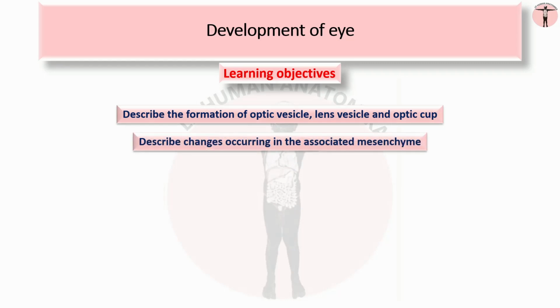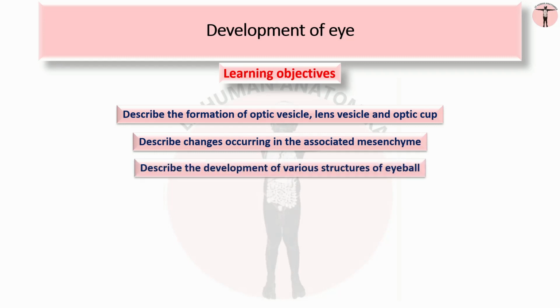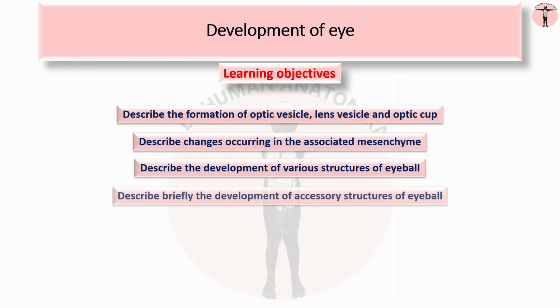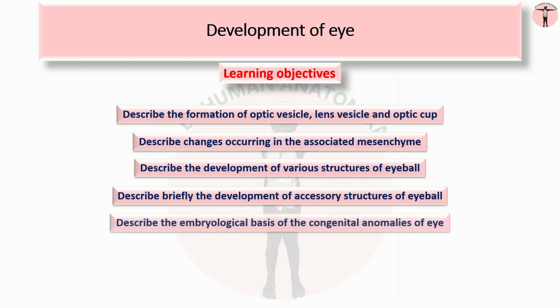Describe the changes occurring in the associated mesenchyme. Describe development of various structures of eyeball. Describe briefly development of accessory structures of the eyeball. And describe the embryological basis of the congenital anomalies of the eye.